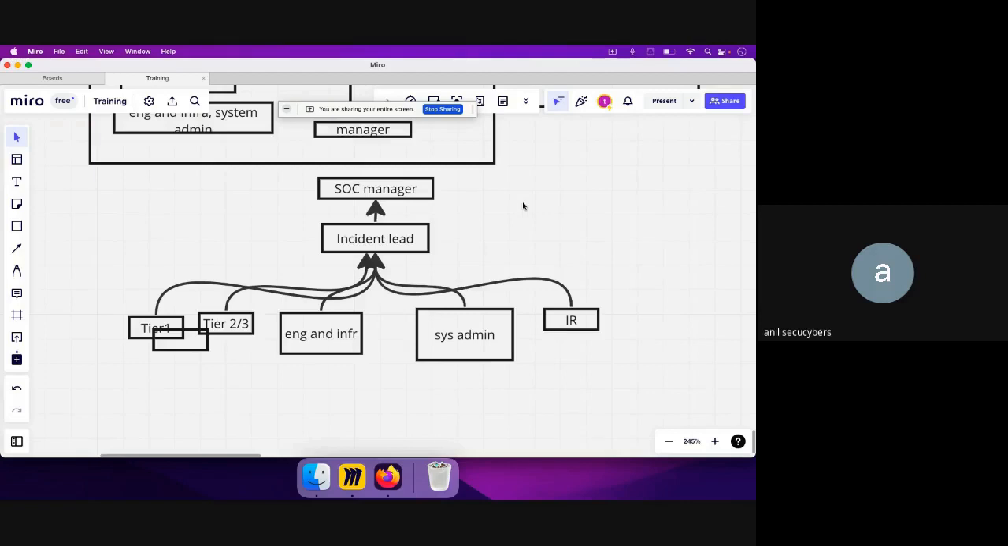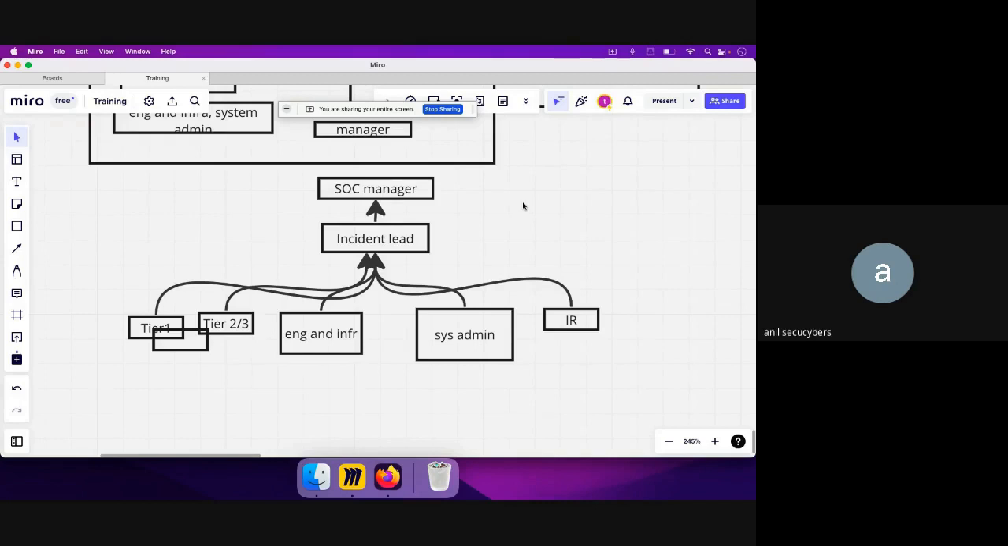In an actual company for the SOC environment. Okay, so I hope I answered your question. Is there any other query on this part? No, thank you. Okay.